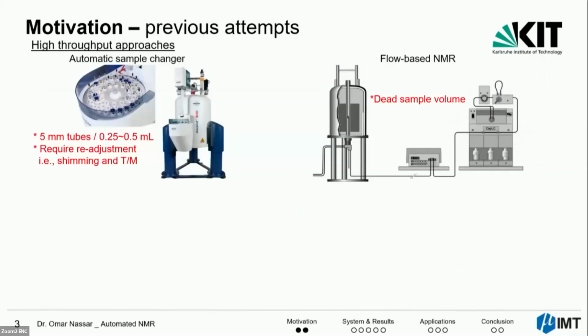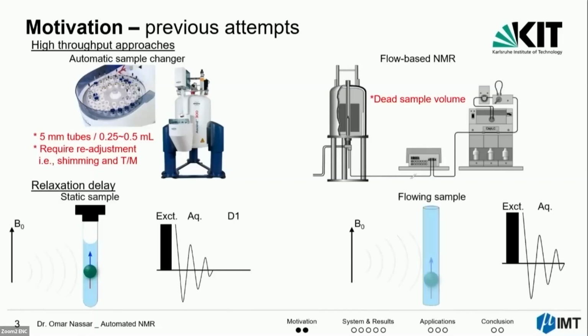Another approach is the flow-based NMR approach, where a flow tube is fed through the magnet. Then the samples are transferred inside the magnet through the tube. However, this approach still faces the disadvantage of the long dead volume of the sample, since the sample needs to entirely fill the tube to make sure that it is filling the detection region of the instrument. Also, the flow line needs to be cleaned between each two successive samples to prevent cross-contamination between the different samples.